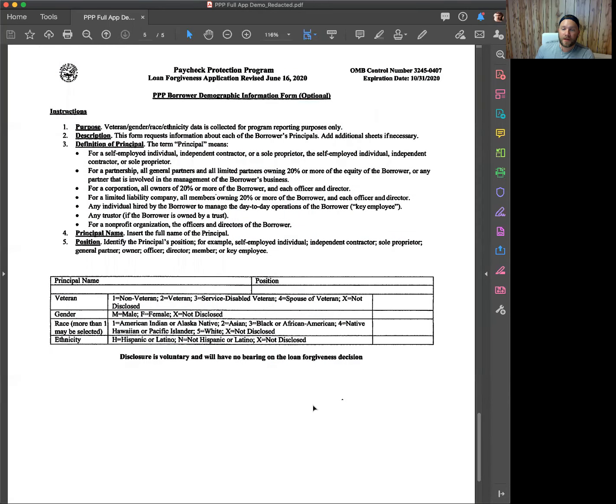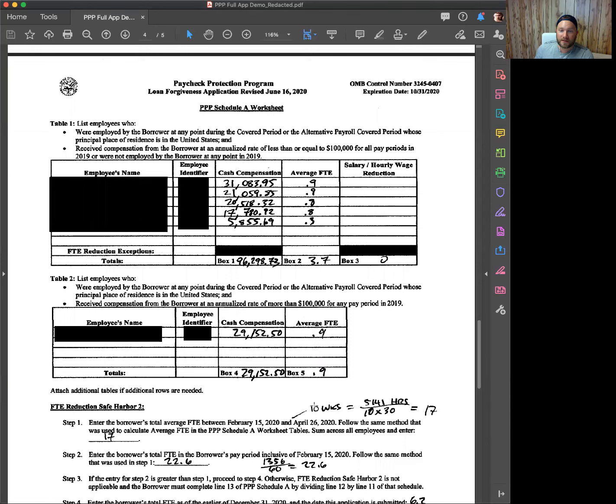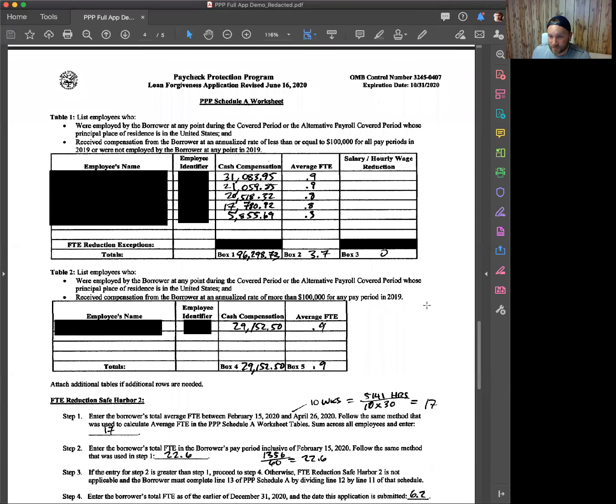Okay. So let's move back up now to the PPP Schedule A worksheet, okay? In this section, we are going to collect some data that's going to help us determine a couple things. Number one, your head count over time, and number two, if you reduced any people's wages, all right?